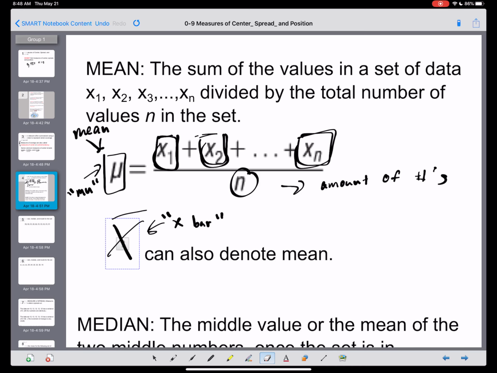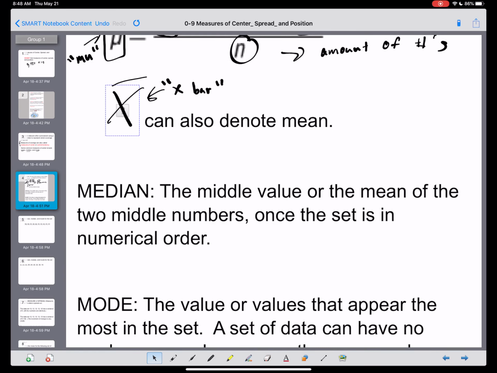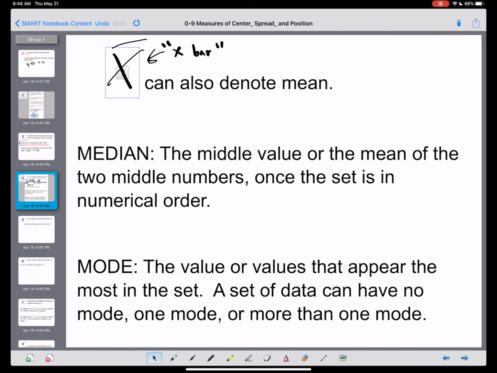Okay. The median, you should already know it. It's the middle number or the mean of the two middle numbers once the set is in numerical order. So you just put your numbers in order and then find the middle number. And then the mode is the numbers that appear the most. A set of data can have no mode, one mode, or more than one mode.